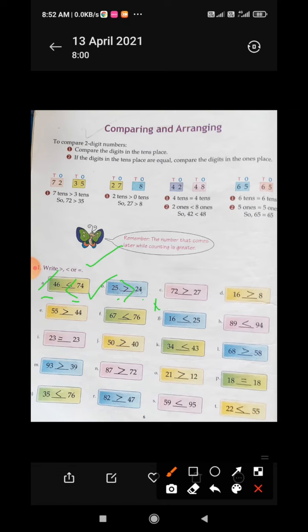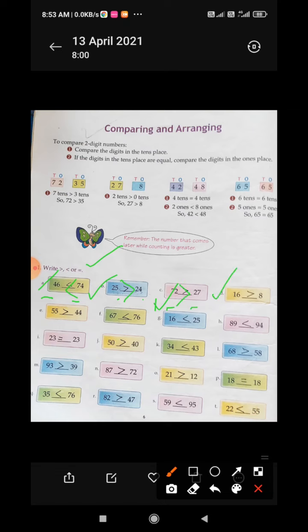Now come to C part. Question is 72 or 27. Which one is greater? First we will compare the tens place number. Here it is given 7 and here it is given 2. 7 is greater, so we will put the sign here.